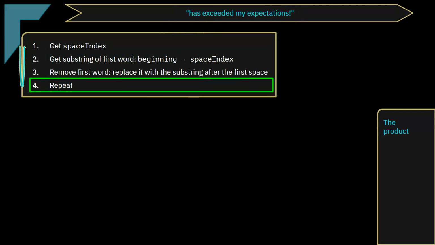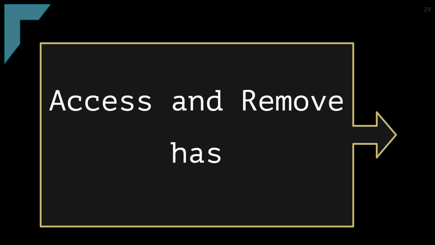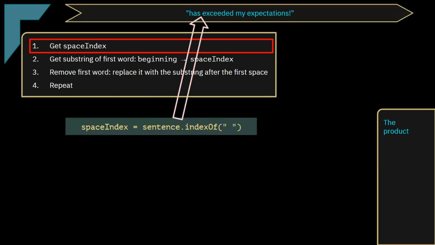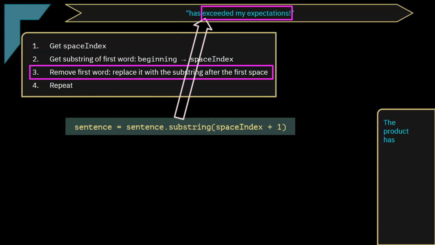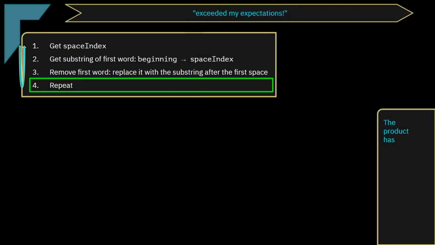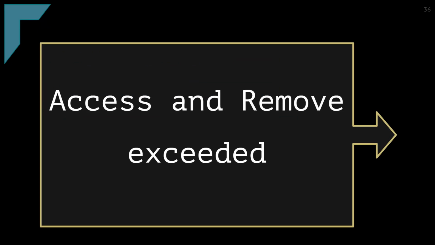And then we're going to repeat it again and again. So here we go, access and remove the word has. So get the position, the index of that space, get that first word, use it however we need to. And then we're going to get the remaining after the space, and then overwrite it so there's no more first word and no more first space. Okay, now we're going to repeat it and access and remove the word exceeded.